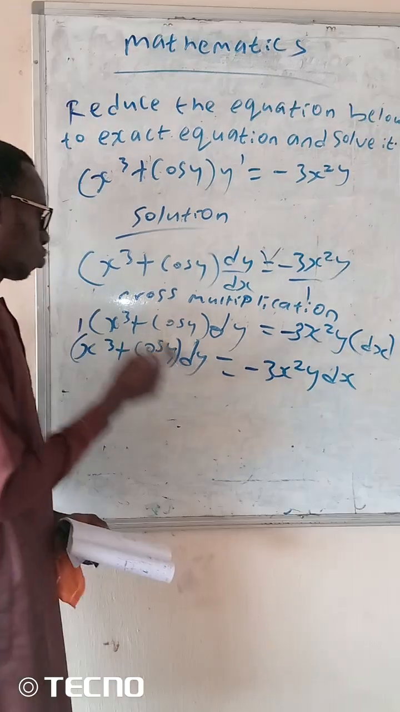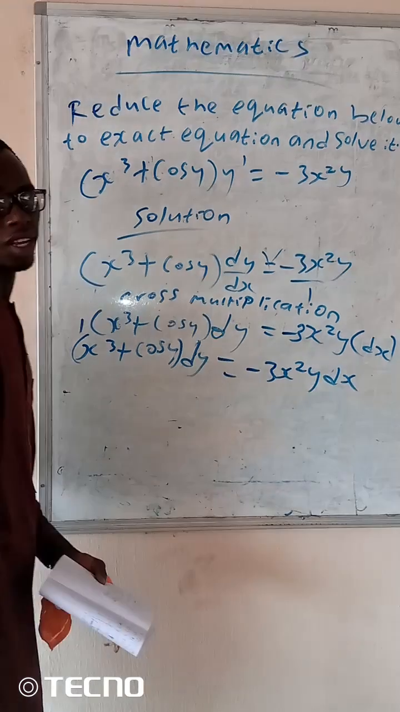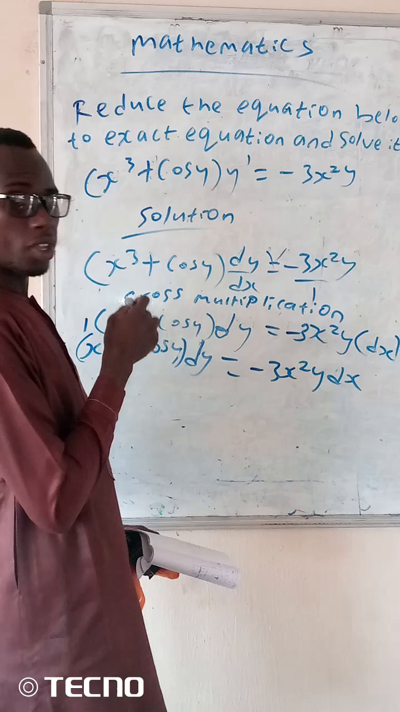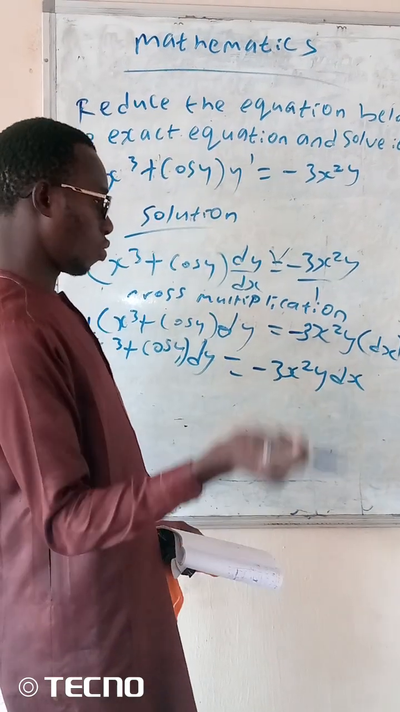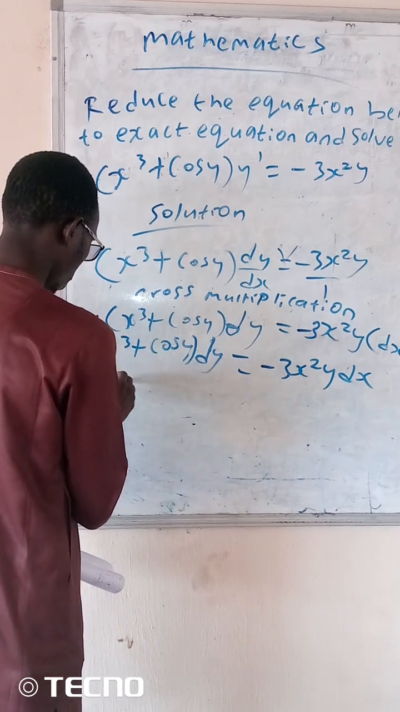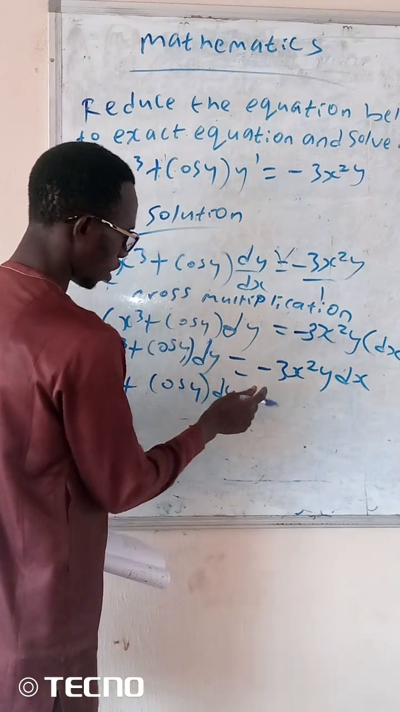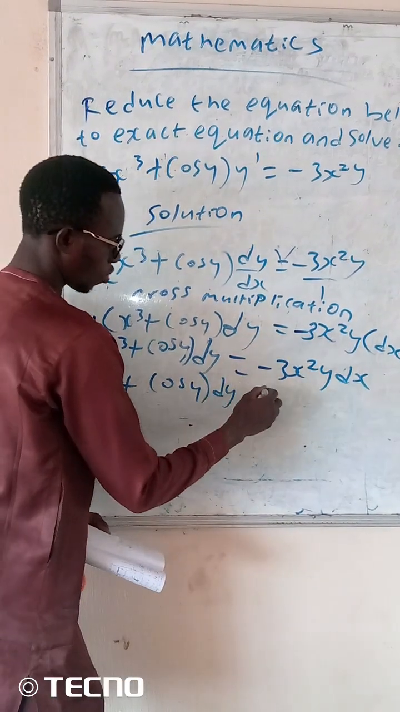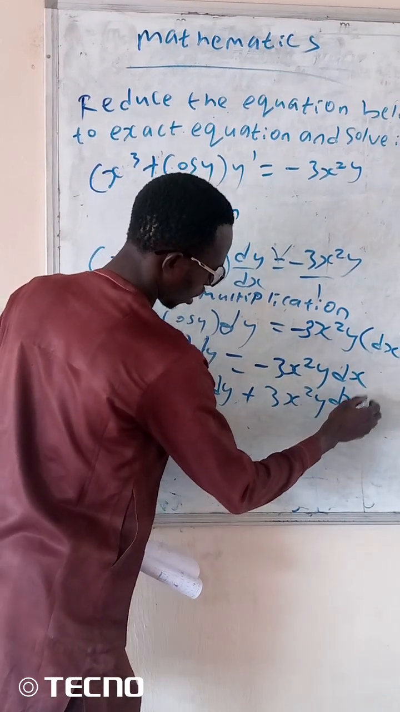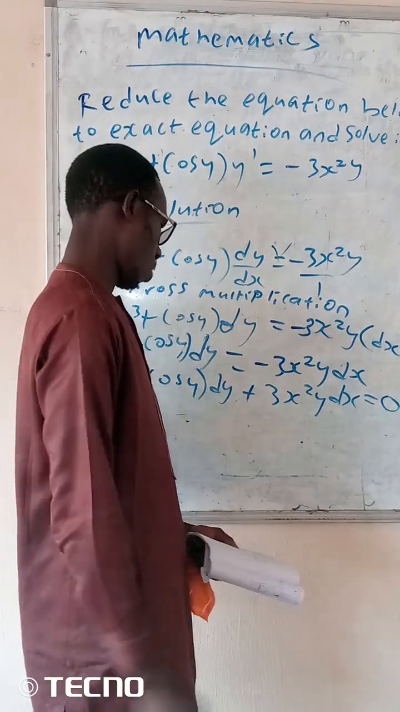So we are going to take this one to cross the equal sign and become what? Positive. If it was positive, when it crosses the equal sign, it will become negative. If it was negative, when it crosses the equal sign, it will become positive. So we have x raised to the power 3 plus cos y dy, and this will come here and become plus 3x squared y dx. Everything equals 0. So have you seen that now? So we have done that.